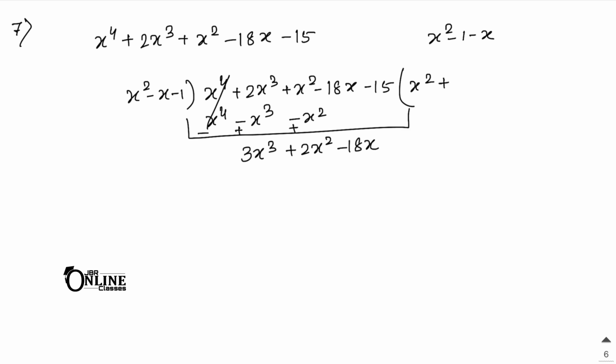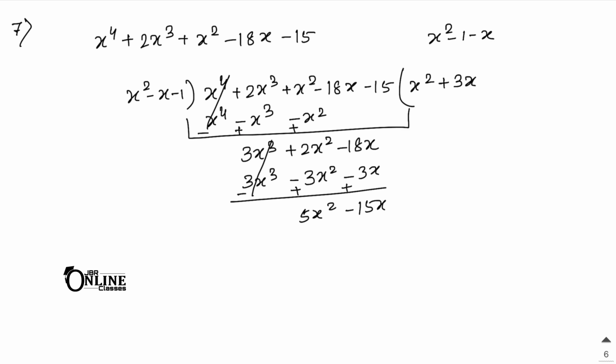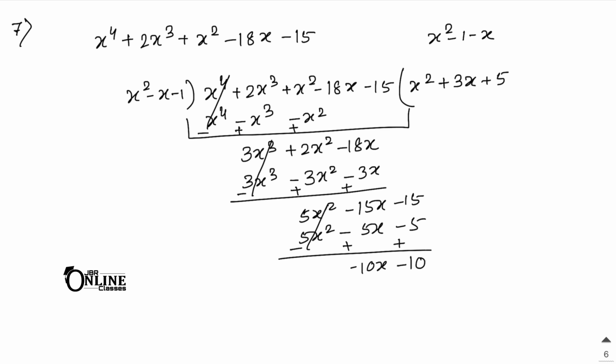Now if you multiply with 3x, then it becomes 3x cube. Next one minus 3x square, and then here minus 3x. So minus plus plus, cancel out. This one here 5x square, and then 15x, last one will be again 15. Now if you multiply this one by 5, it will be 5x square minus 5x minus 5. So minus plus plus, cancel out. This one minus 10x and here minus 10. So minus 10x minus 10 is your remainder, and that will be your answer.